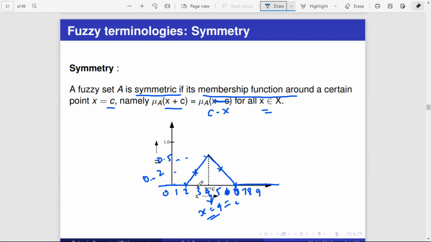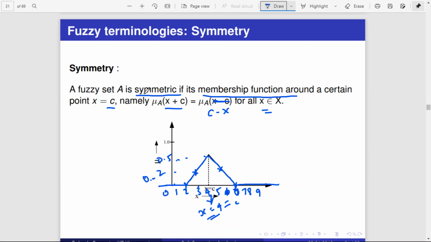c minus 1 is 3, and when you apply it to the membership function, it gives 0.2. c plus 1 is 5, and when you apply it to the membership function, it also gives the same value 0.2. Similarly, c minus 2 is 2, which gives 0, and c plus 2 also gives 0. Anything you subtract from c behaves the same as adding it, so we call it symmetric.